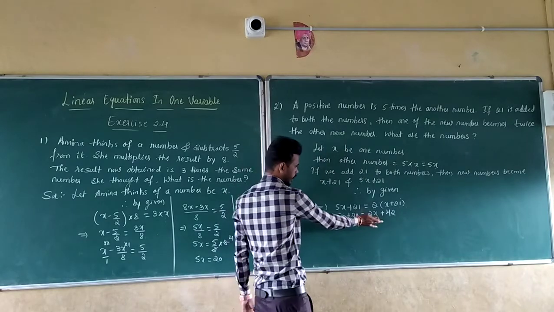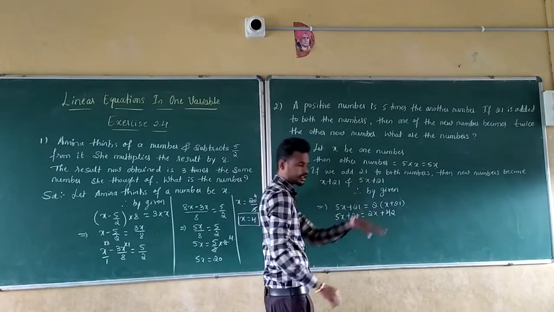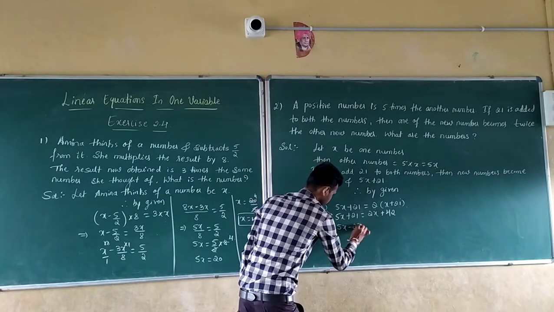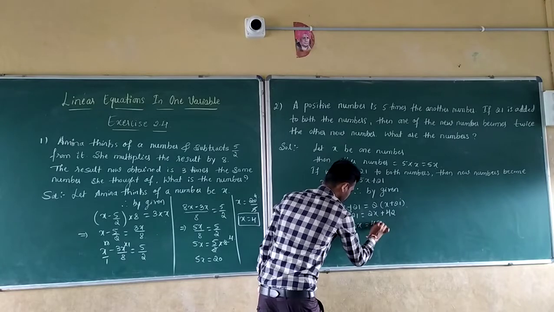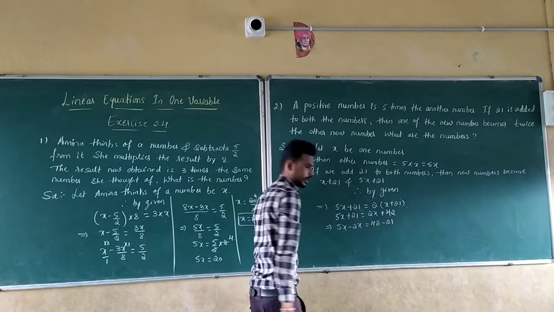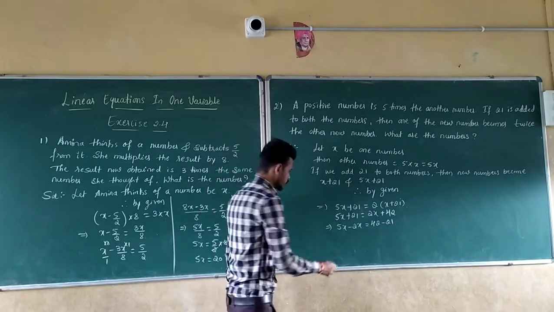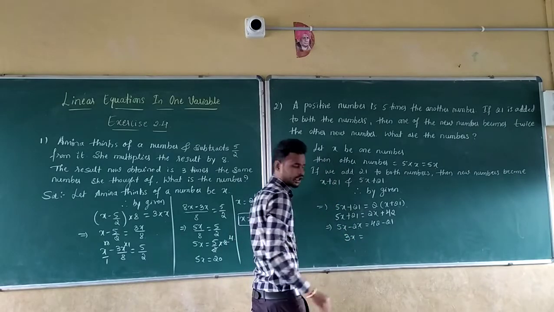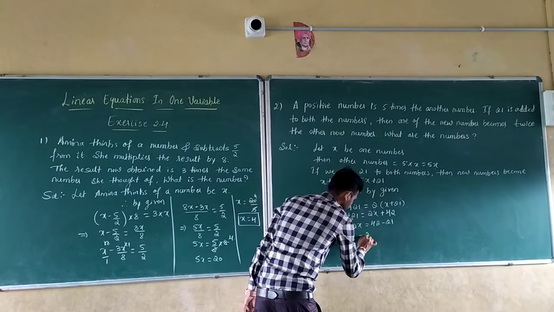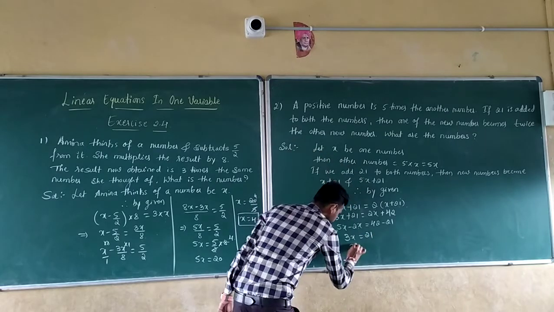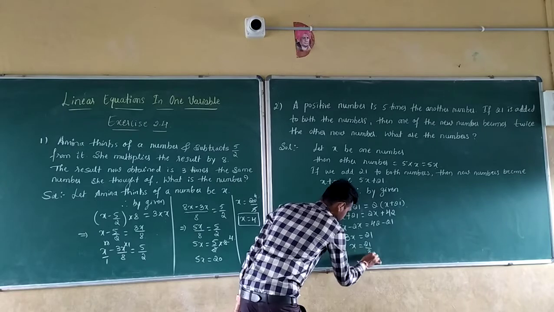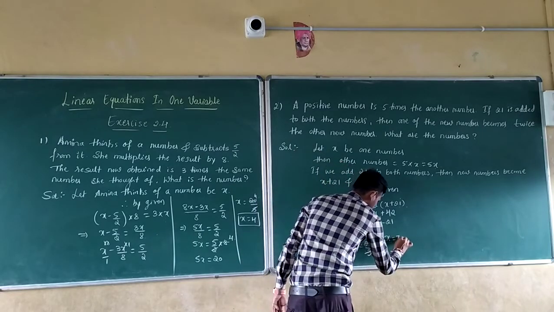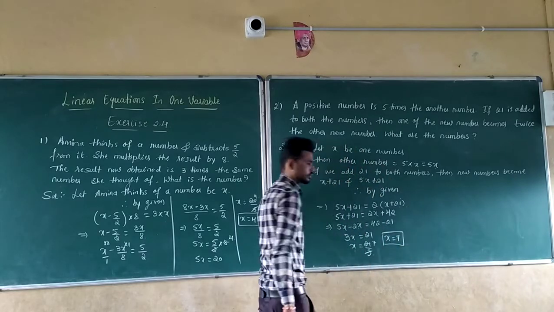So now bring 2x to the LHS and take 21 to the RHS. So what do we get? 5x minus 2x is equal to 42 minus 21. So 5x minus 2x, 3x, is equal to 42 minus 21, that is 21. So x is equal to 21 divided by 3. So 3 sevens are 21, which means x equals 7.